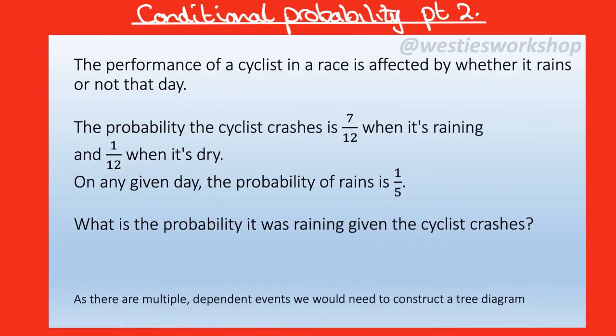The performance of a cyclist in a race is affected by weather. It rains or not that day. The probability that the cyclist crashes is 7/12 when it's raining and 1/12 when it's dry. On any given day, the probability of rain is 1/5. What is the probability it was raining given the cyclist crashes? As there are multiple dependent events, we would need to construct a tree diagram.